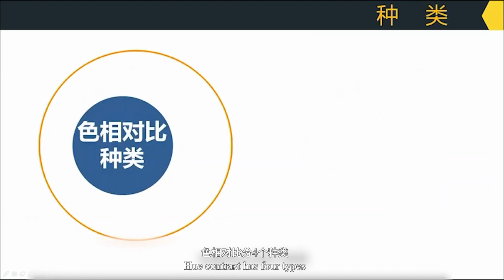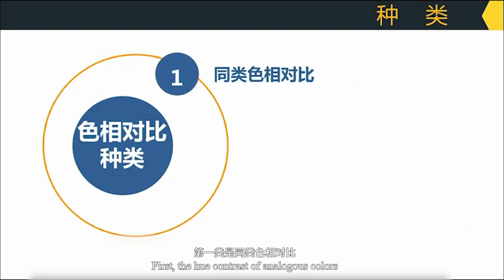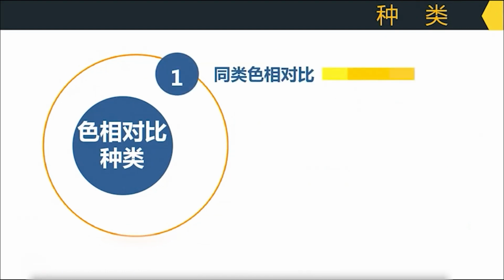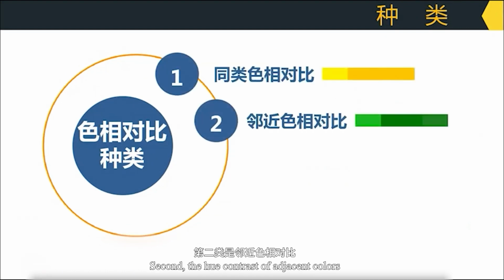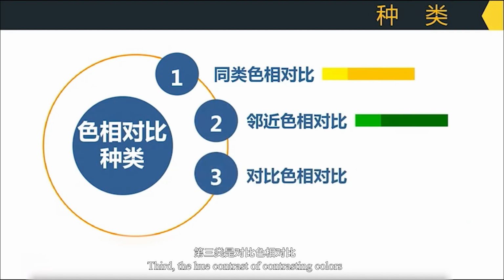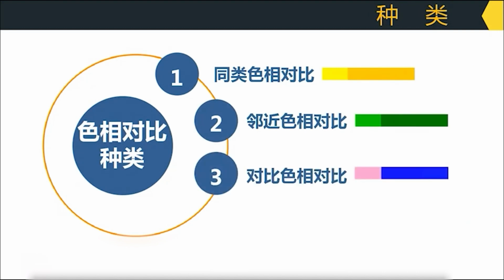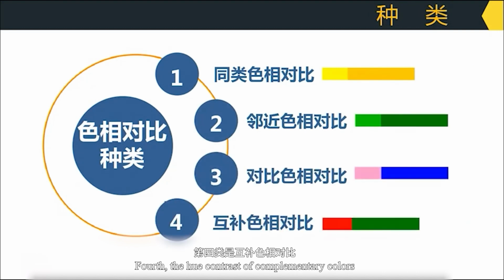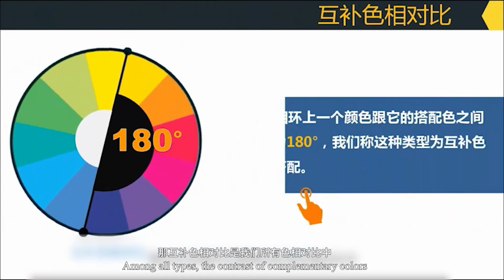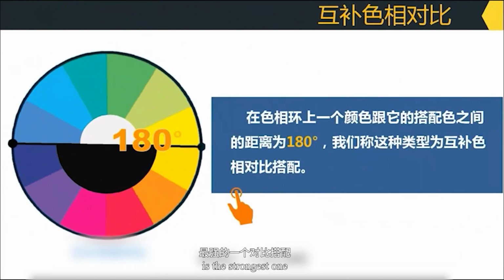Hue contrast has 4 types. First, the hue contrast of analogous colors. Second, the hue contrast of adjacent colors. Third, the hue contrast of contrasting colors. Fourth, the hue contrast of complementary colors. Among all types, the contrast of complementary colors is the strongest one.